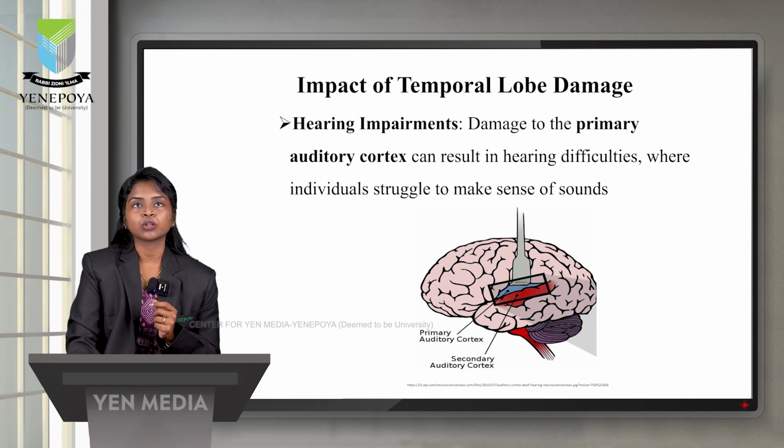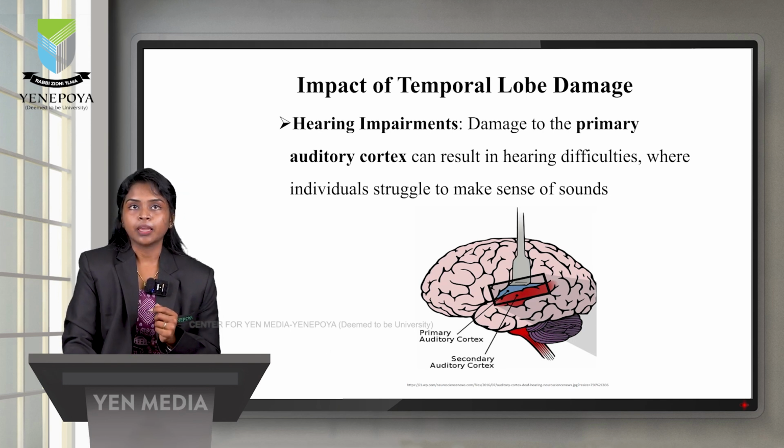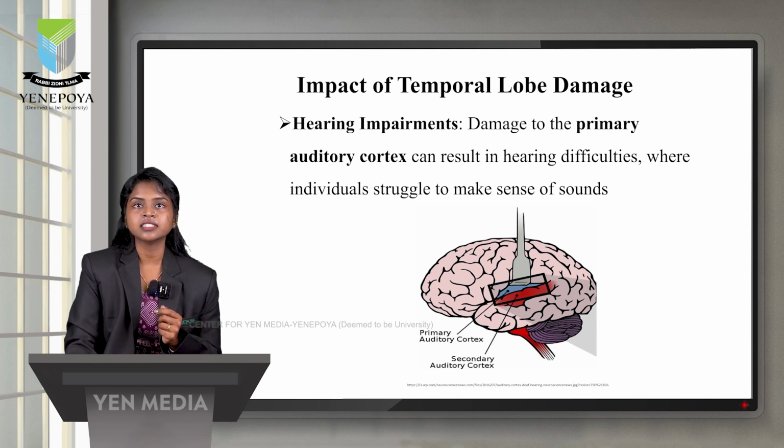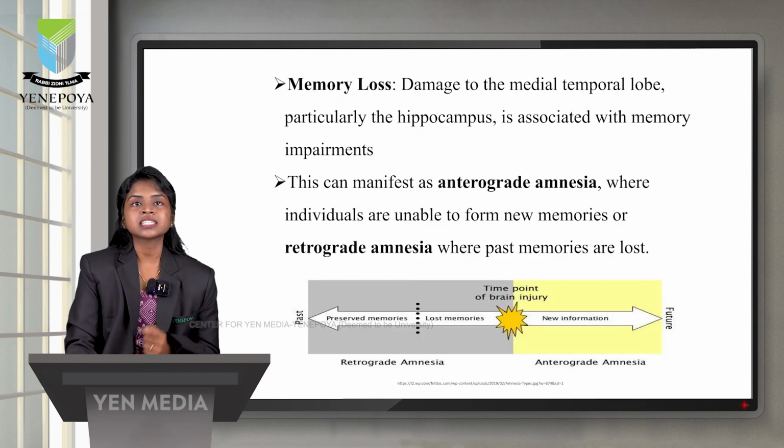So next, impacts of temporal lobe damage. First is hearing impairment. Damage to the primary auditory cortex can result in hearing difficulties, where the individual struggles to make sense of sounds. Next is memory loss. Damage to the medial temporal lobe, particularly the hippocampus region, is associated with memory impairment.